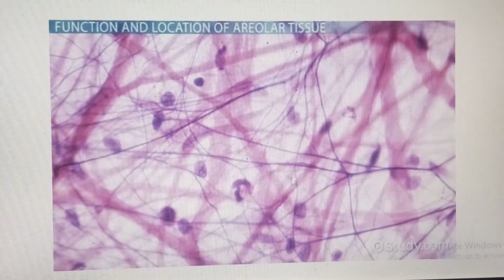Then we have fewer fibers. You can see that the fibers are relatively fewer comparatively, and therefore this one is a loose connective tissue. But you can see the amorphous ground substance being a lot, occupying large space over there.